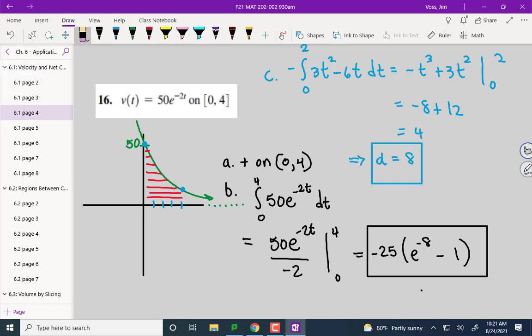I guess I just have to do that. Okay, so that is the displacement on the interval from 0 to 4.